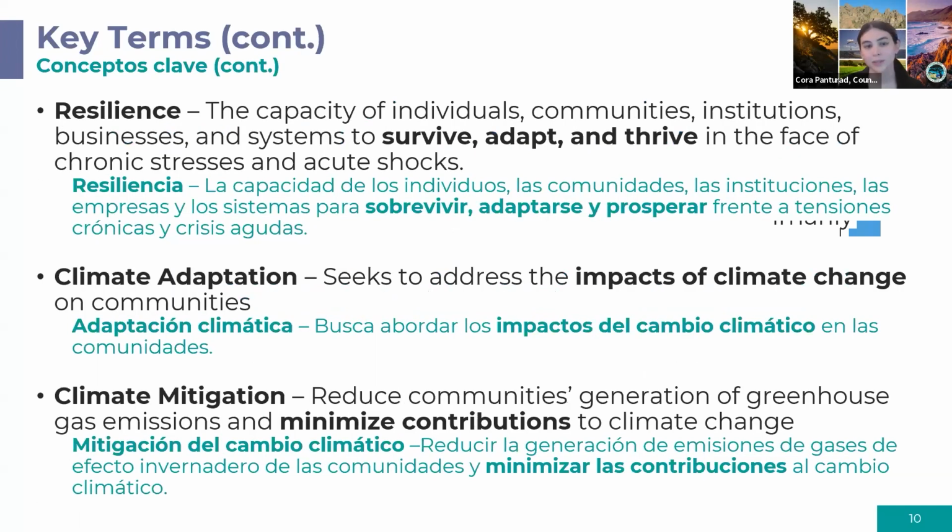And the next term is resilience. So this is our capacity for individuals, communities, organizations, institutions, and businesses to survive, adapt, and thrive in the face of the stresses and shocks that will be happening as climate change continues to be felt across our communities. And climate adaptation is the work that we can do to address these impacts proactively. And mitigation is going to be our ability to reduce these greenhouse gas emissions and cut off that problem that is contributing to the changing climate.